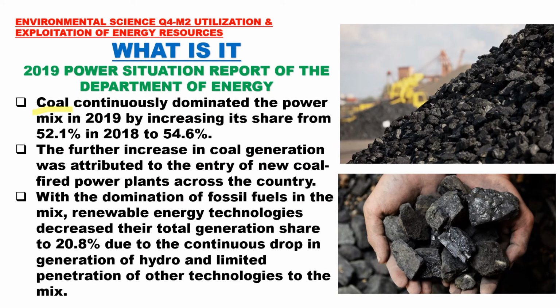Coal continuously dominated the power mix in 2019 by increasing its share from 52.1% in 2018 to 54.6%. The further increase in coal generation was attributed to the entry of new coal-fired power plants across the country. With the domination of fossil fuels in the mix, renewable energy technologies decreased their total generation share to 20.8% due to the continuous drop in generation of hydro and limited penetration of other technologies to the mix.